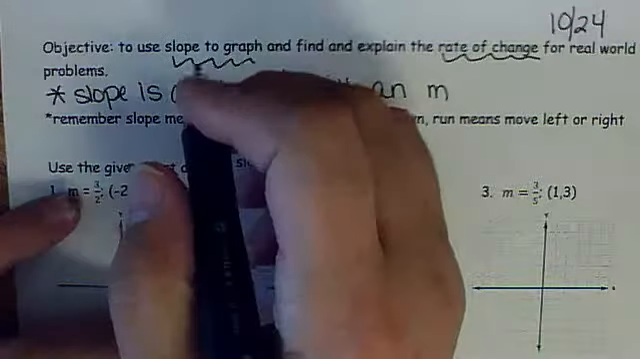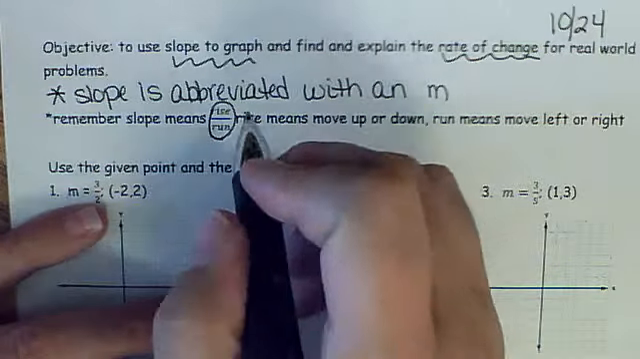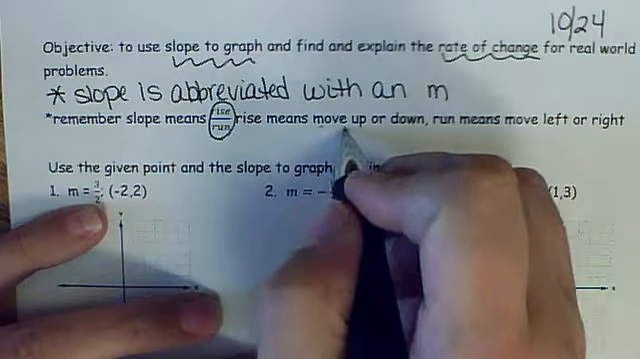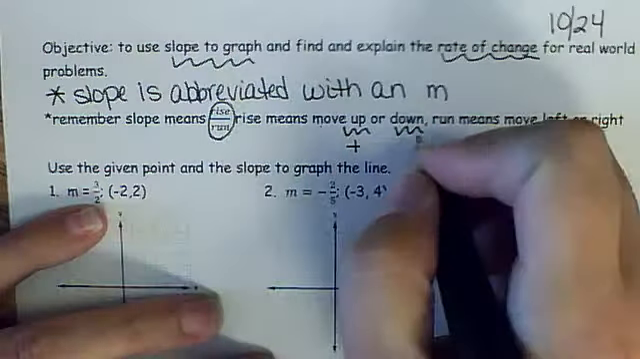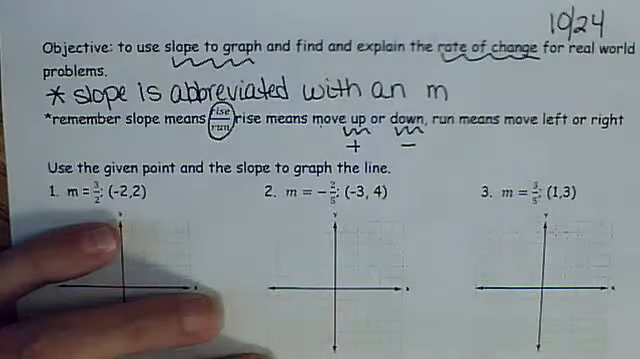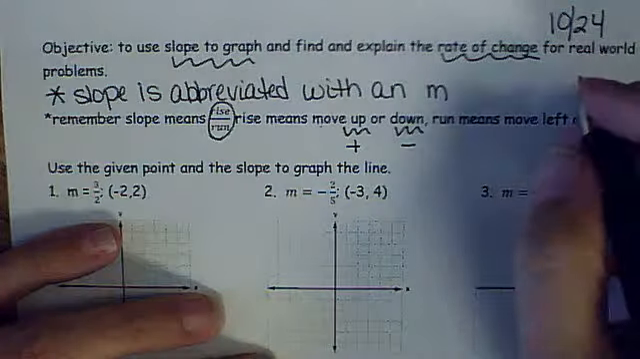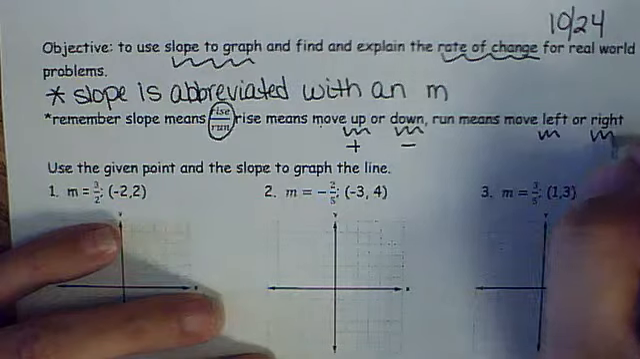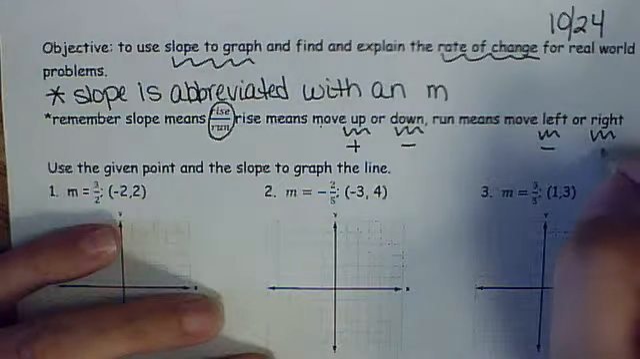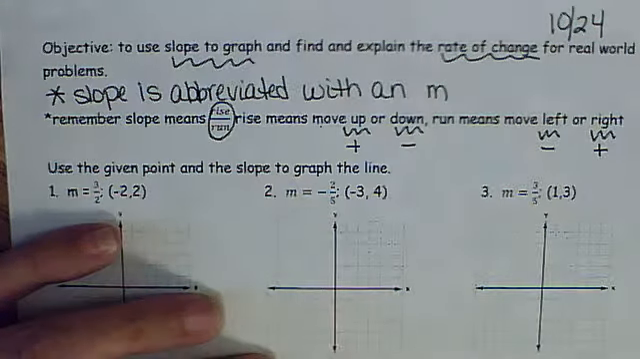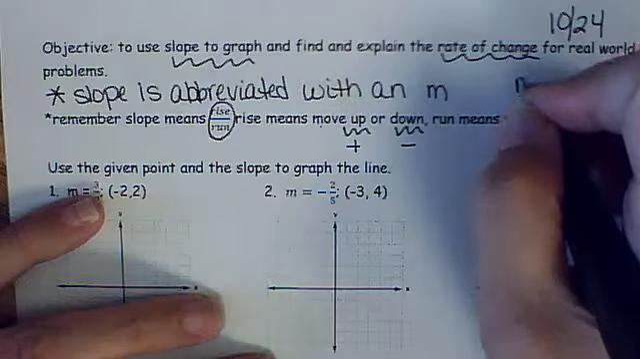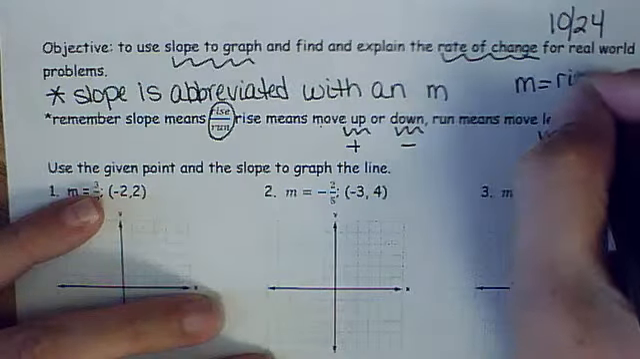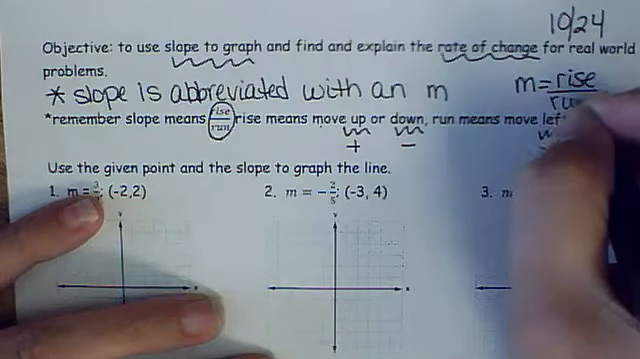Remember from Friday, slope means rise over run. Rise means to move up or down. Up is a positive movement, down is a negative movement. Run means move left or right. Left is a negative movement, right is a positive movement. So remember we said slope is abbreviated with an M. So M equals rise over run.